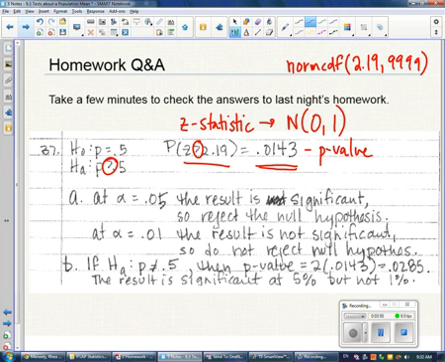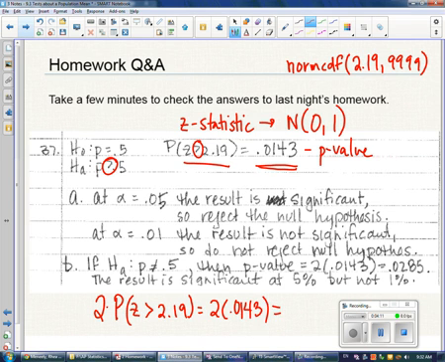If our test was to switch and become a two-tailed test, then we have to double the probability. The way I would write that on my paper is I would simply say 2 times the probability that z is greater than 2.19, and then I'd have to double the probability that I found in part A. And that, I believe, gives me 0.0285. So my answers to the question would still be the same. It's significant at the 5% level, but not at the 1% level.